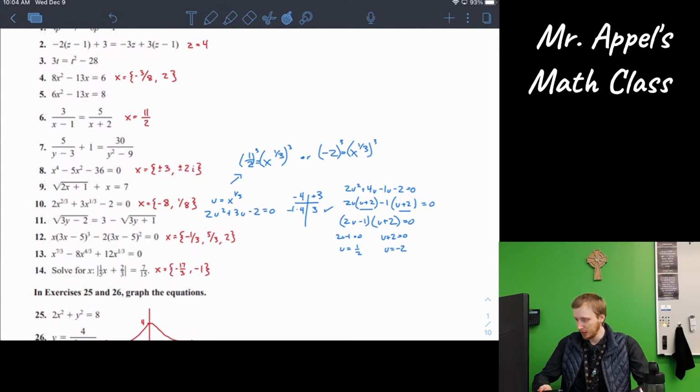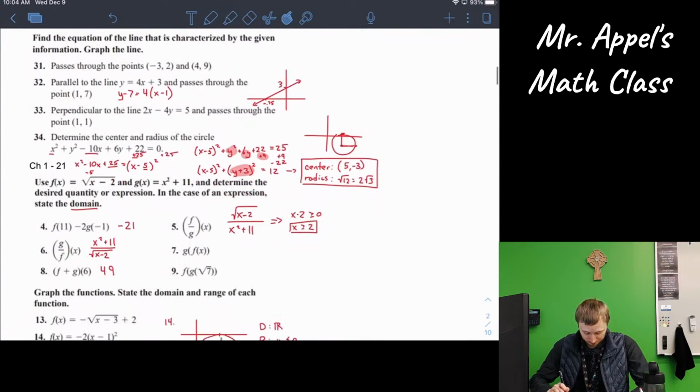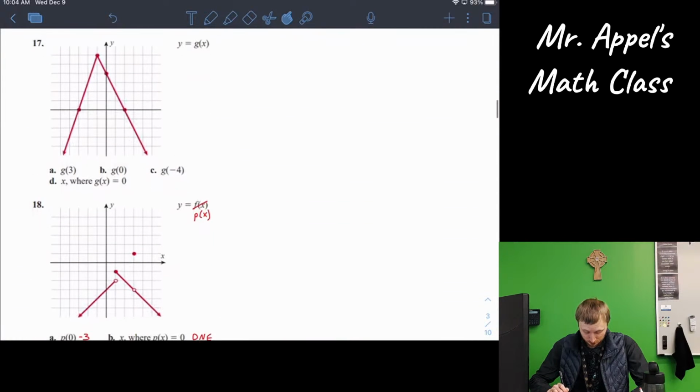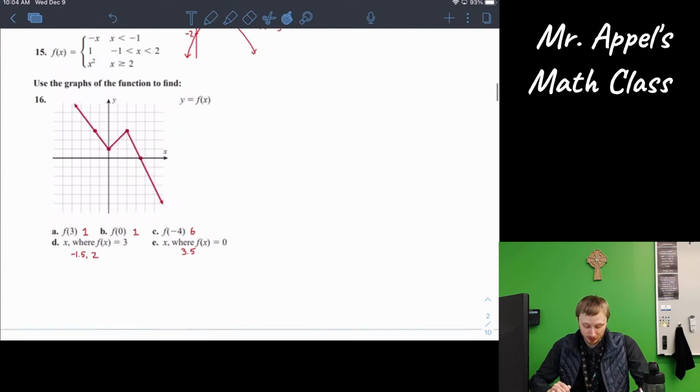Number 18, okay. Same as 17, most likely. This 18, the reading from the graph, yes. Same process as 17, and same process as 16 that we just went over.